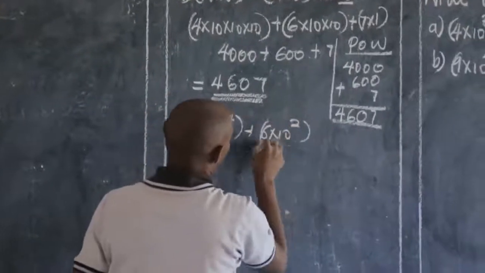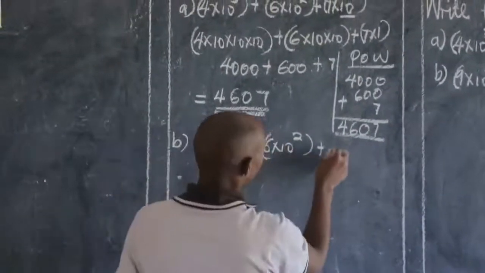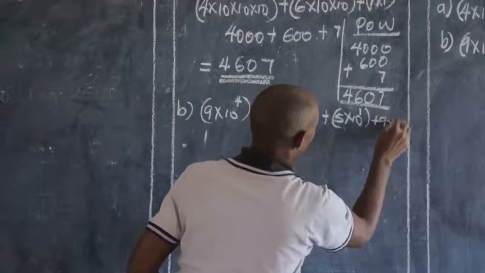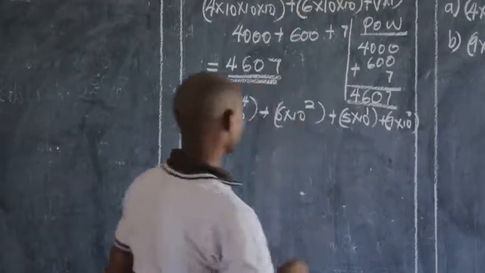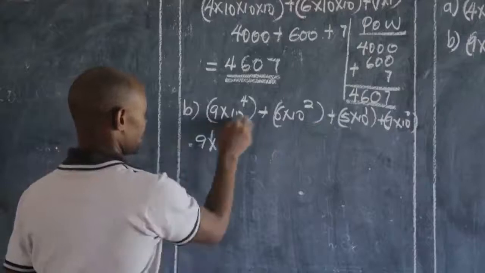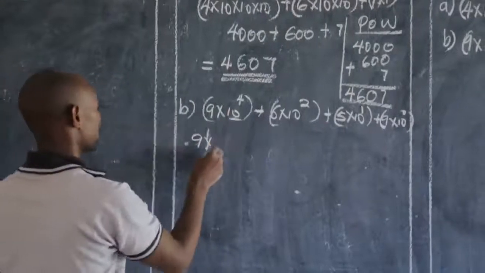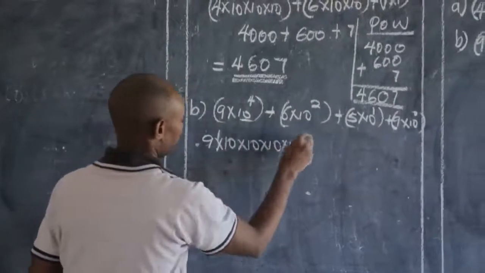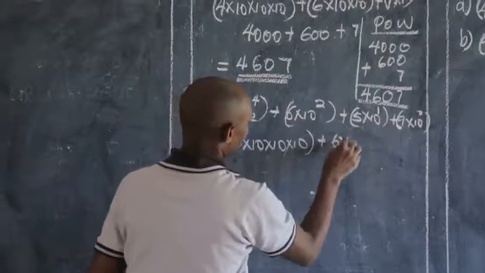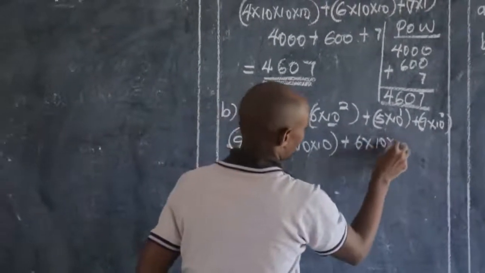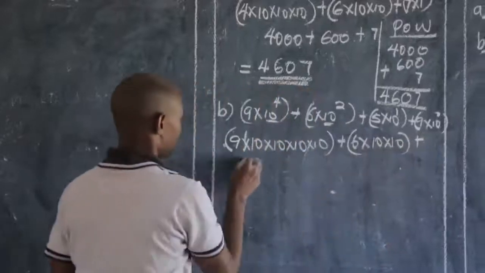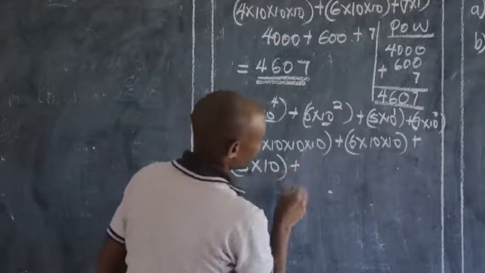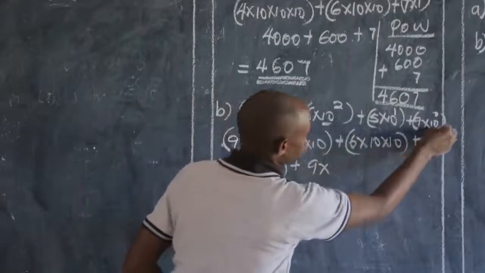What about B? If I have 9 times 10 to the power 4 plus 6 times 10 to the power 2 plus 5 times 10 to the power 1, then finally 9 times 10 to the power 0. What is this one going to give you? 9 times 10. 10 multiplied by itself how many times? 4 times. Times 10 times 10 times 10 times 10. 1, 2, 3, 4. Plus 6 times how many 10 is? 2 times 10 times 10. Plus 5 times any number to the power 1 is that number, so times 10. Then finally, 9 times any number to the power 0 is 1.